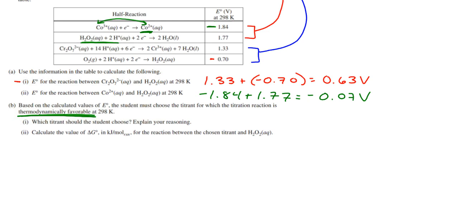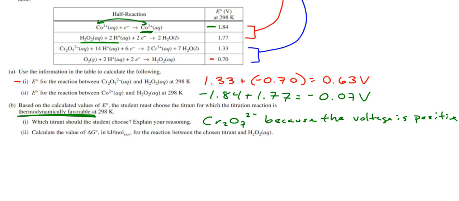It's going to be the dichromate because it's positive. And I would literally say it, the dichromate or the Cr2O7, because it has a positive voltage. That's it. So when we're talking about voltage to be spontaneous or thermodynamically favorable, you need a positive voltage, right? So it'd be the Cr2O7 because the voltage is positive.